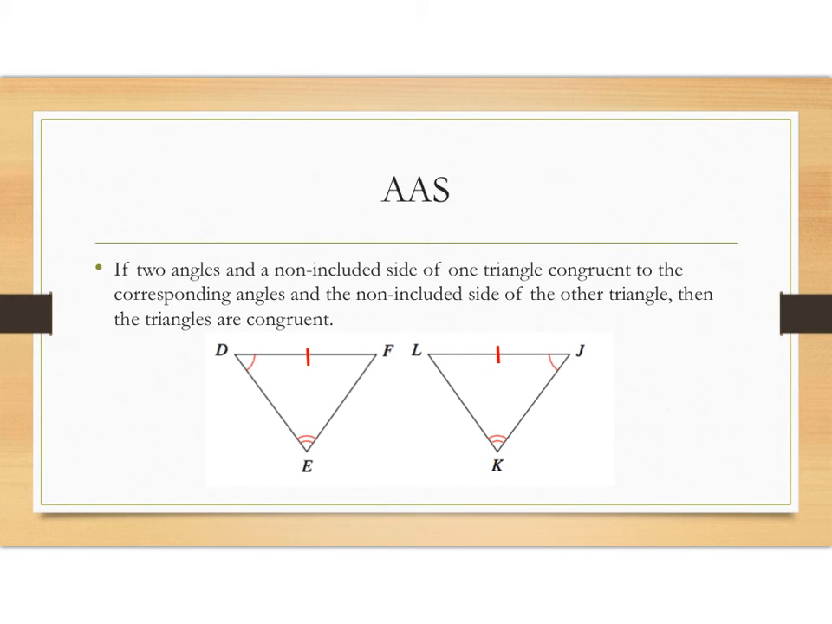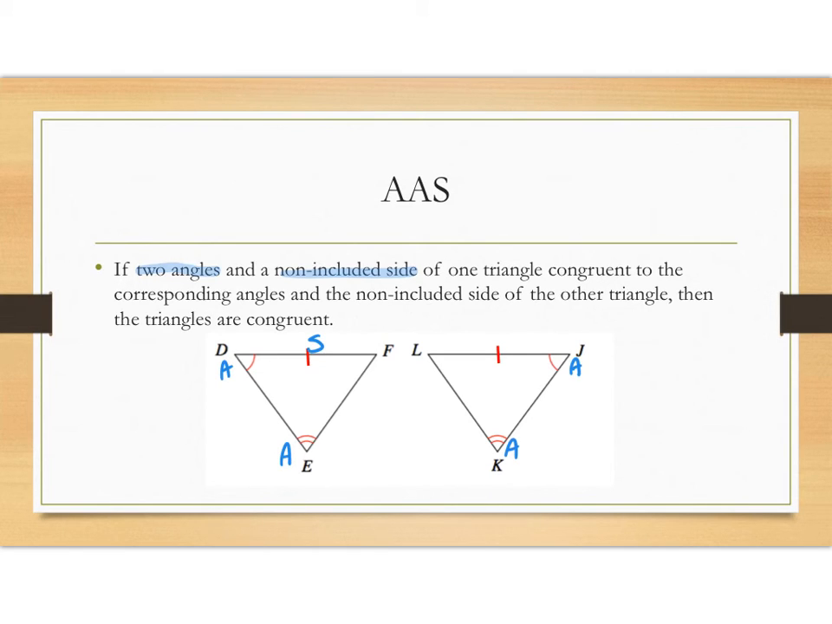There's angle, angle, side. For this one, what you're going to look for is two angles and a non-included side of one triangle that are congruent to the corresponding angles and the non-included side of another triangle. So in other words, here we have an angle, and the side that is not between those two. So we go angle, angle to another side.